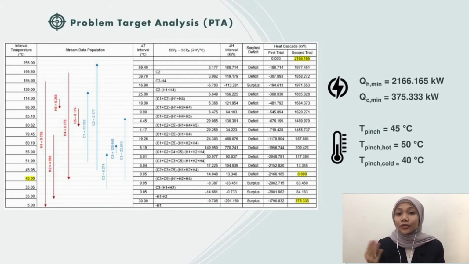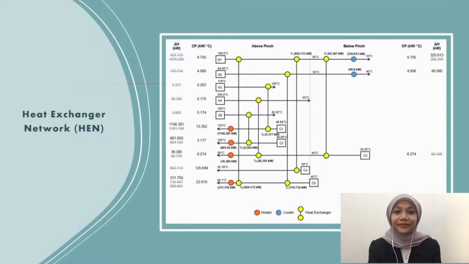The red arrows shown in the figure indicate the temperature changes for hot streams, while the blue ones indicate the temperature changes for cold streams. Based on the PTA, the pinch temperature obtained is 45 degrees Celsius. The minimum heat required for hot utilities is 2,166 kW, meanwhile, the minimum heat required for cold utilities is 375 kW. Proceeding to the heat exchanger network, HEN, the pinch temperature obtained from the PTA was used.